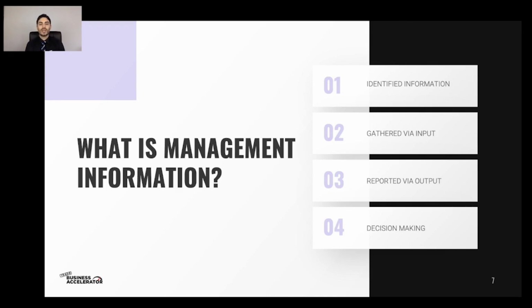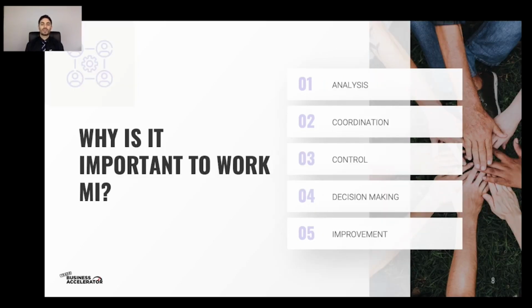And finally, management information exists, and the reason that we plan and put it together, so that we have better information so we can make the best and most informed decisions about improving our company. Why is it important to work with MI or management information? Number one, analysis. If we have the correct management information available to us, we can analyze certain areas of our business that we may not otherwise be able to analyze.